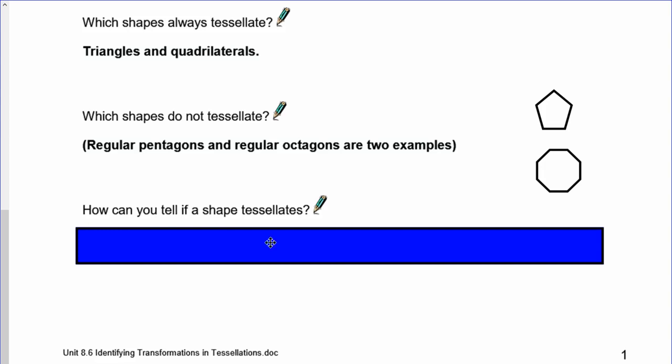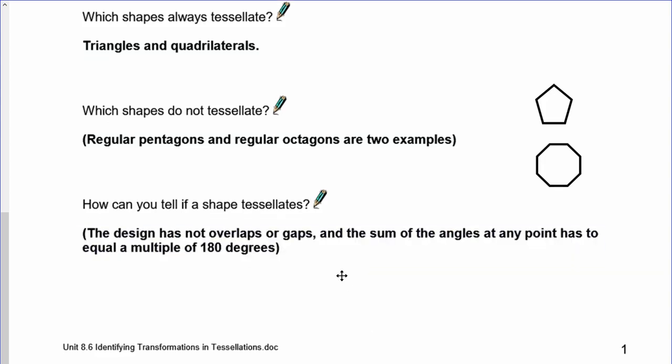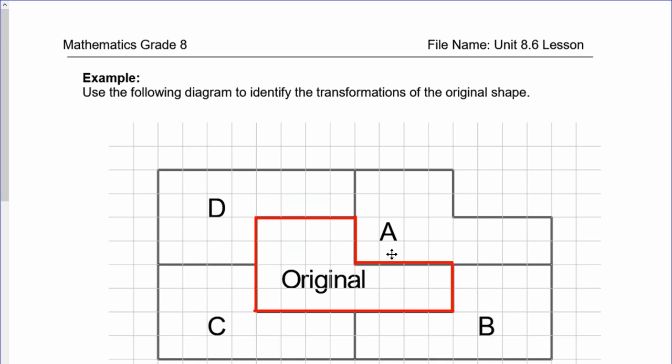How can you tell if a shape tessellates? Well, I've talked about it a little bit, but this is in terms of their angles. The design cannot overlap or have gaps, and the interior angles must add up to be a multiple of 180 degrees. So let's take a look at an example.